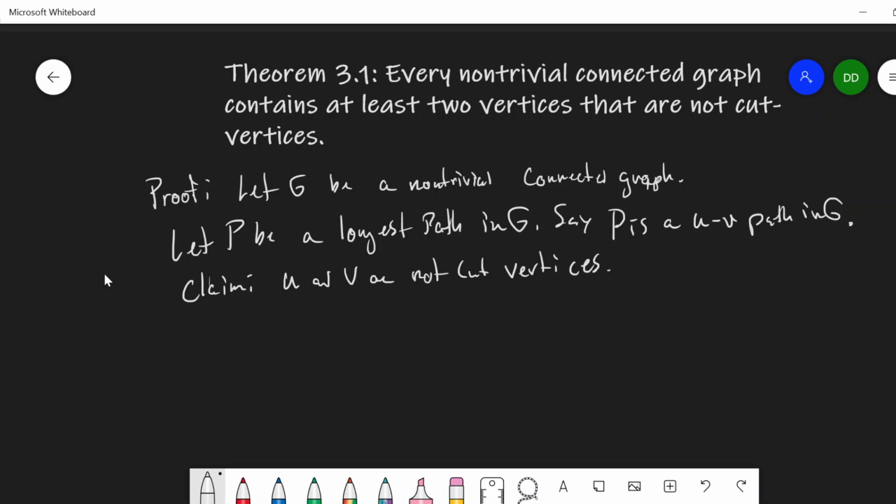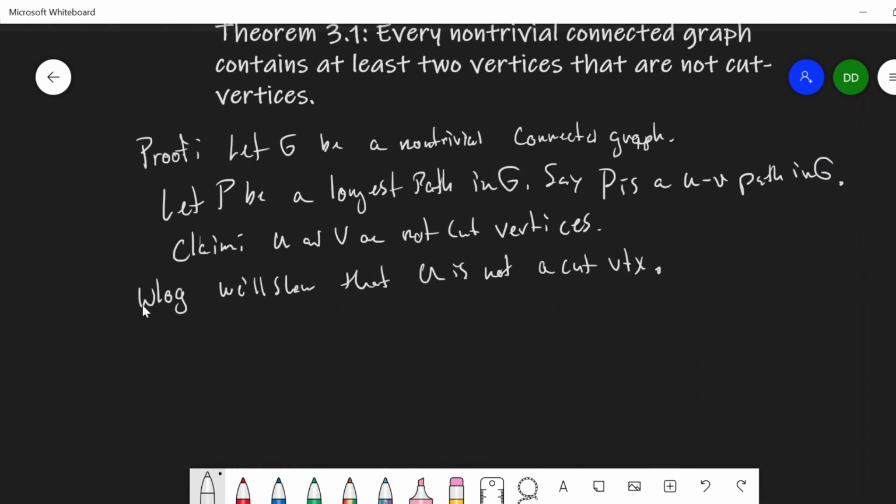So without loss of generality, we'll show that U is not a cut vertex. Because these names aren't special at all, and I can also reverse a path, the UV path can be made into a VU path by reversing it. I might as well just pick one of these vertices and show it's not a cut vertex. And then the argument will be exactly the same for the other vertex.